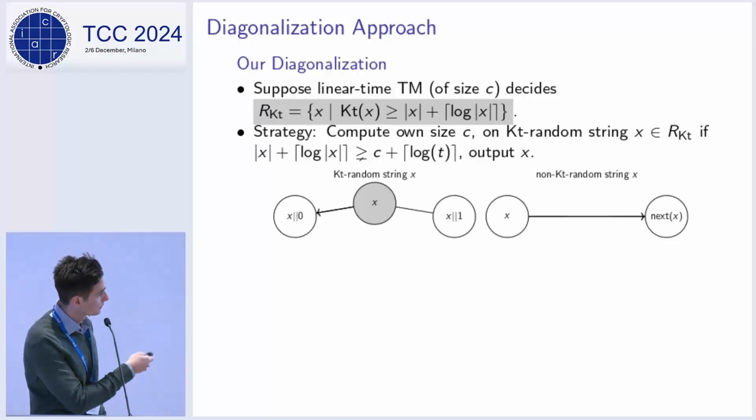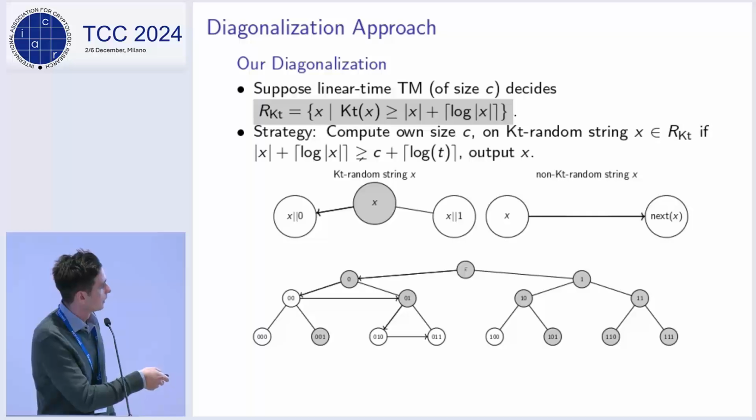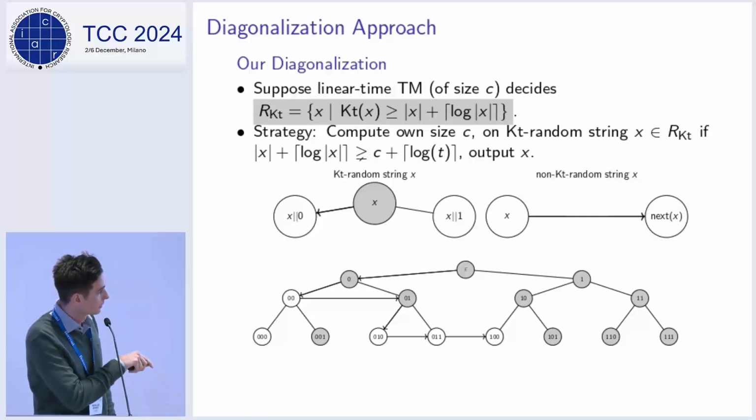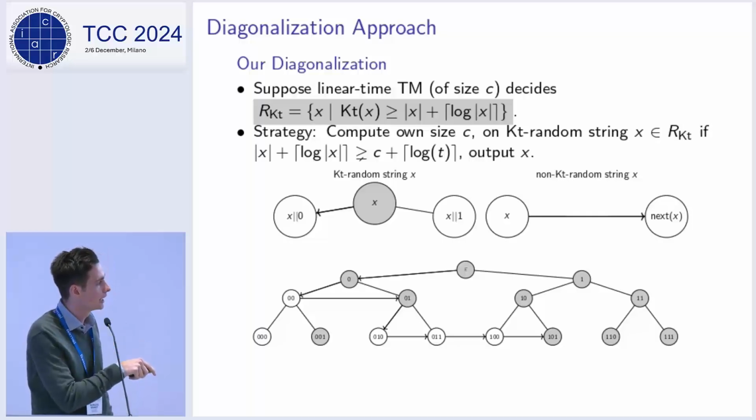That's graphically how it goes. We are at a random string, we go to the left child. We are at a random string, we go to the left child. We are at a non-random string, we go to the right neighbor, and so on. That's the search strategy. Quite simple. And interestingly, here we need more structure than before. We need, namely, that there's a 1 KT random string.